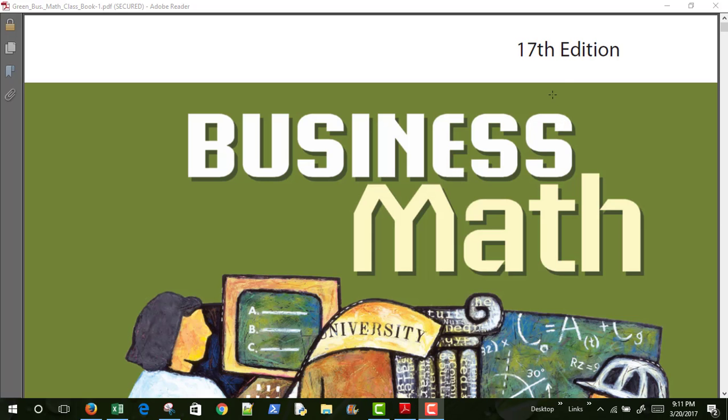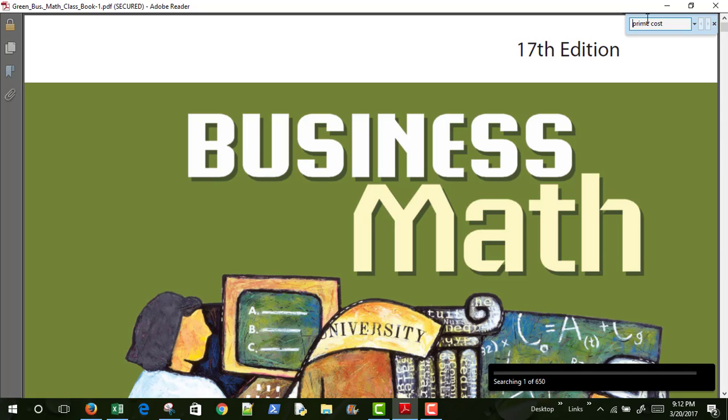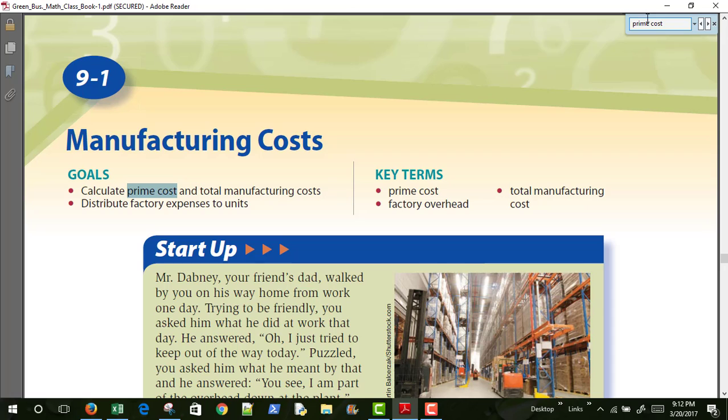Okay, one of the things I like to do is go into the PDF document for the math book, and if you hit Control and F at the same time, a little search box will pop up. Looks like this, and if I'm looking for something in particular, I might type in a page number or something. But I'm going to type in here prime cost because I know that's on the page. And let's see, yeah, it takes me right to the page I'm looking for.